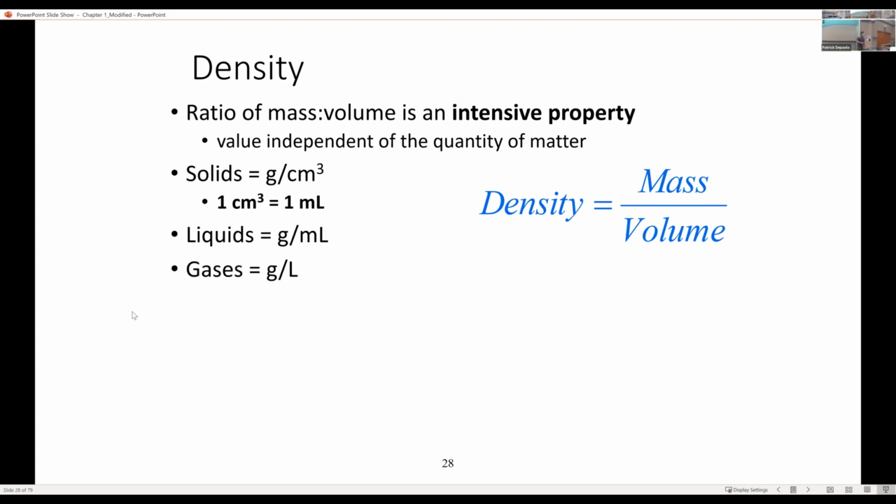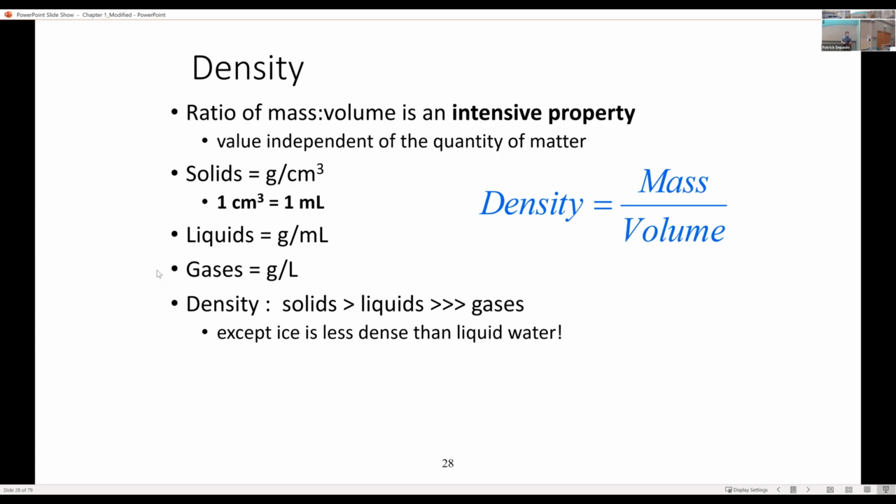All right, density. Any questions about density? There's some units. The density of solids and liquids: solids are obviously more dense on average, except for water. And it says it right there. And liquids are a little bit less dense on average, and then gases are a lot less dense than that. Any questions?